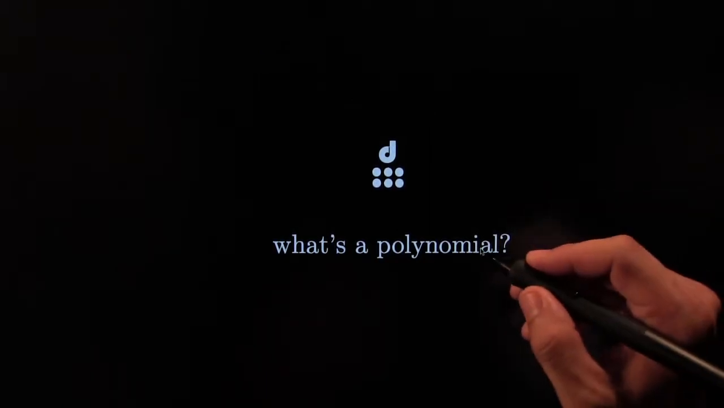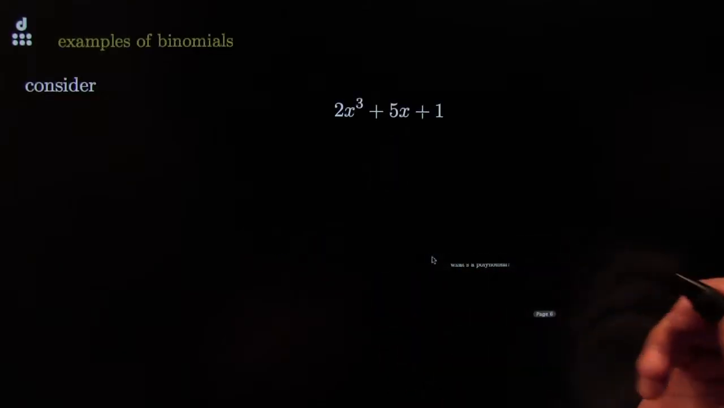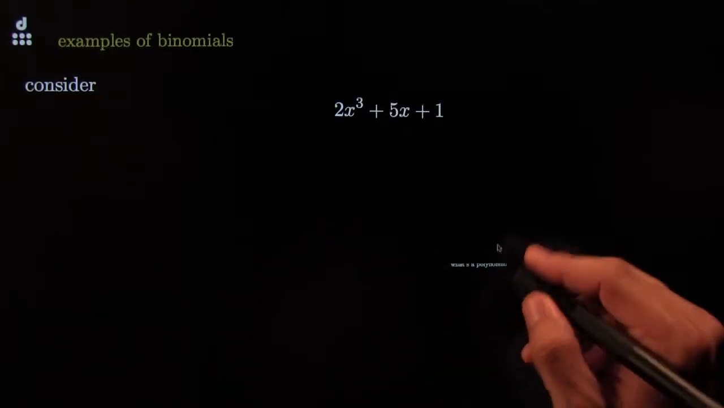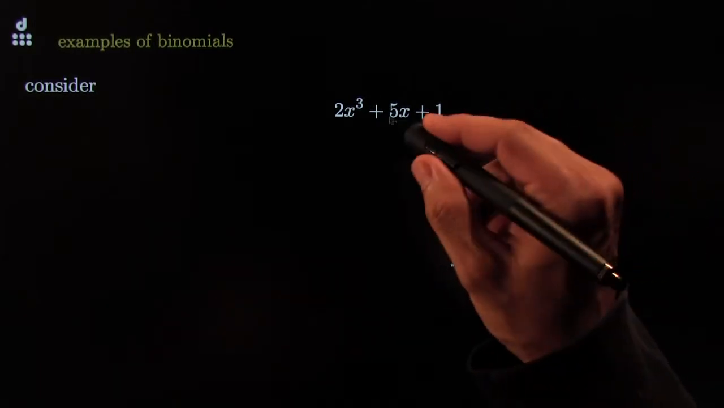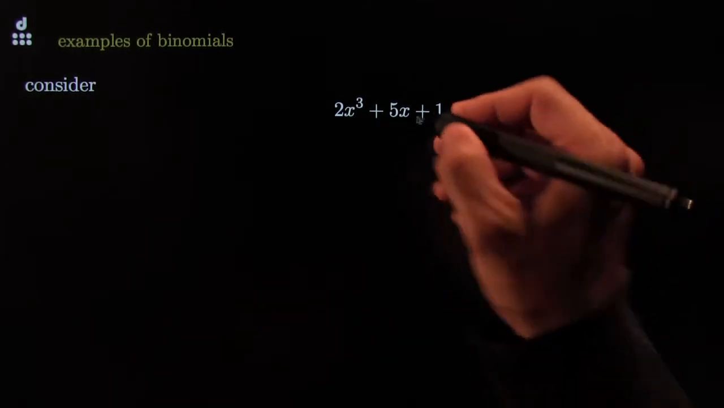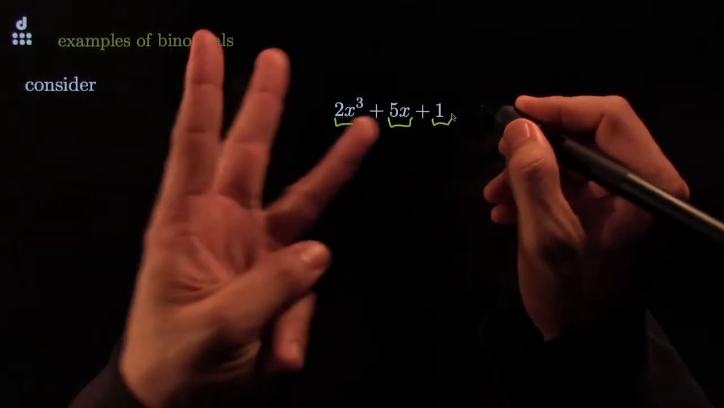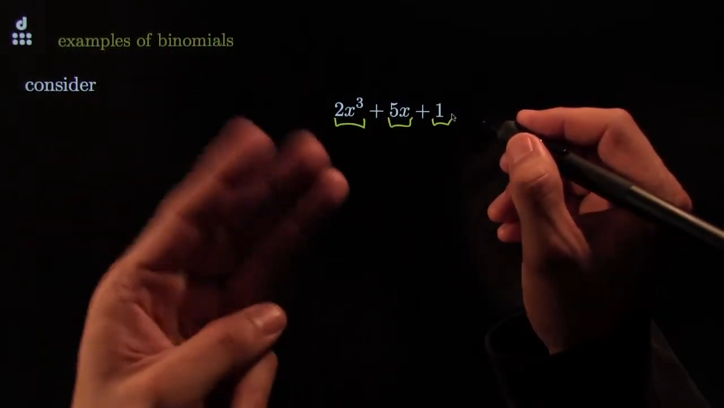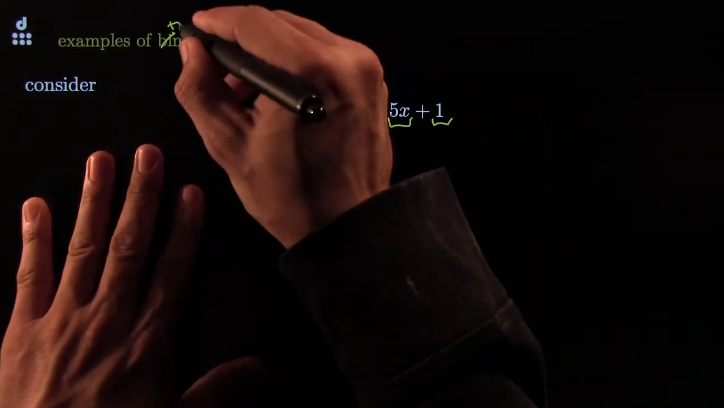Alright, so enough of that. What's a polynomial? Well, a polynomial is just many of these monomials. Okay? So, x cubed plus, you see I have 2x cubed, I have a 5x, and I have a 1. I have three terms, 3 monomials. So this is called a trinomial. We say this is a trinomial.